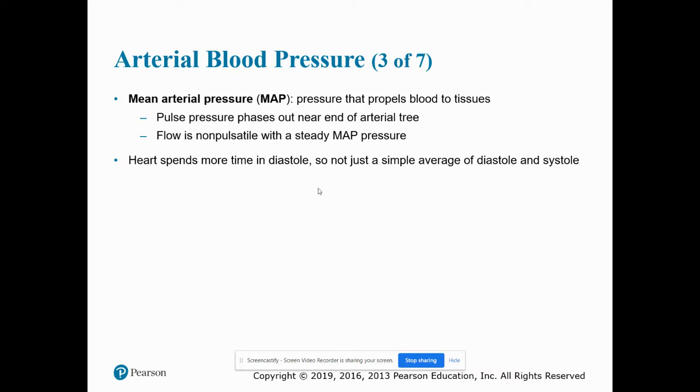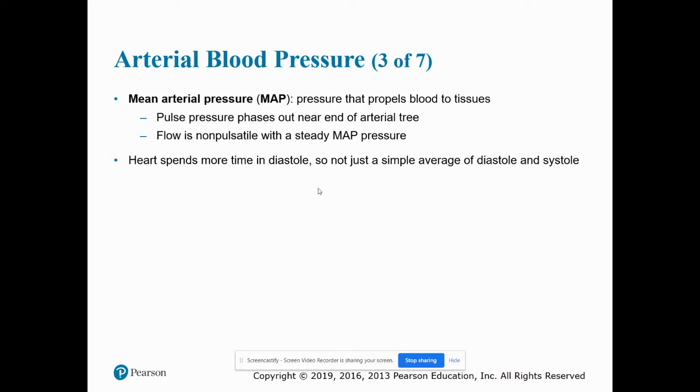Then we introduce the concept of mean arterial pressure. This is the pressure that's going to propel the blood to the tissues. Now, as you get near the end of the arterial tree, the pulse pressure is going to phase out and flow will become non-pulsatile with a steady MAP, which is mean arterial pressure. And then we get into this next sentence here, which is starting to get into how to calculate mean arterial pressure.